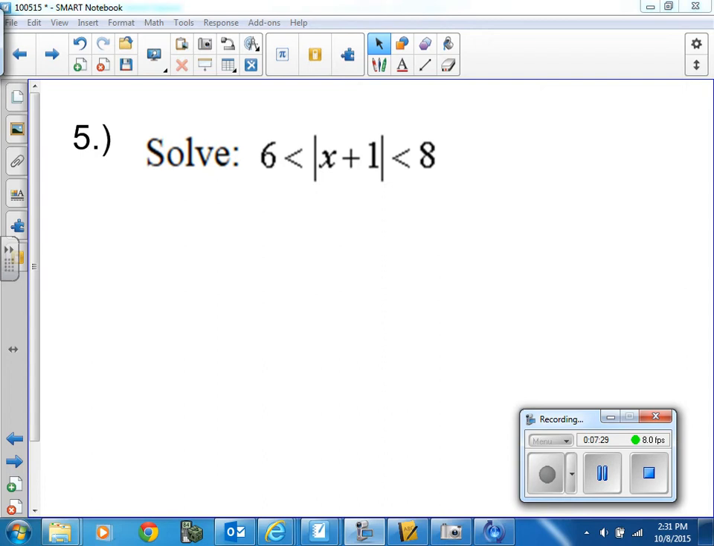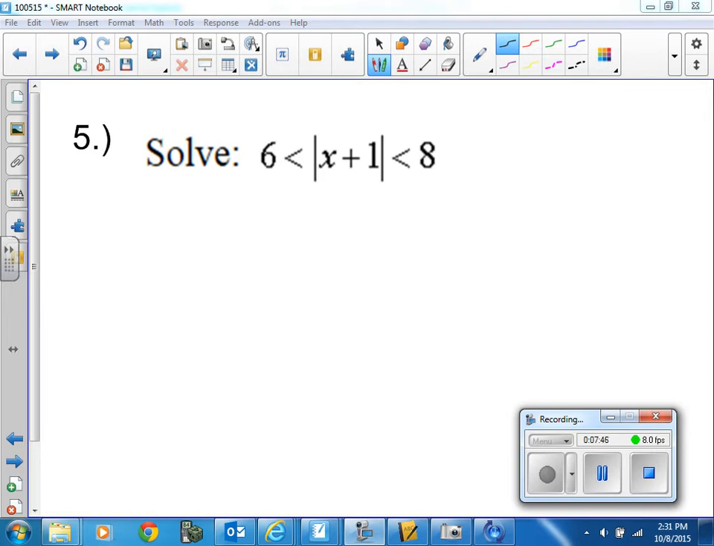Okay, this is number 5. We haven't looked at one like this. It's actually a compound inequality, but it's no different than the ones we've been doing, except we're going to have to set up 2 different equations. 2 sets of equations, which will actually be 4 equations.